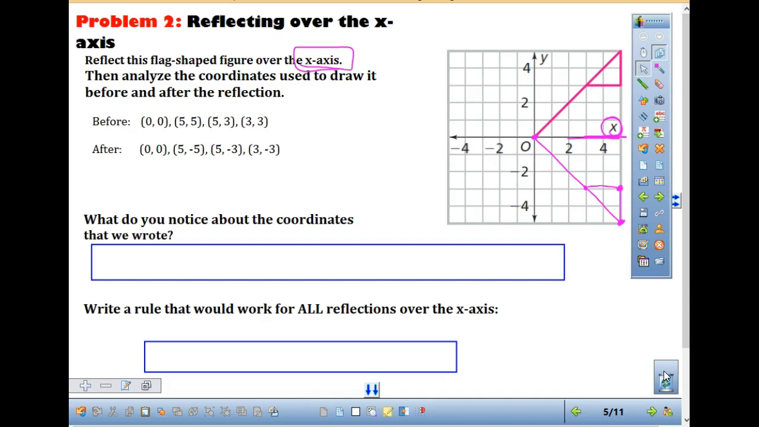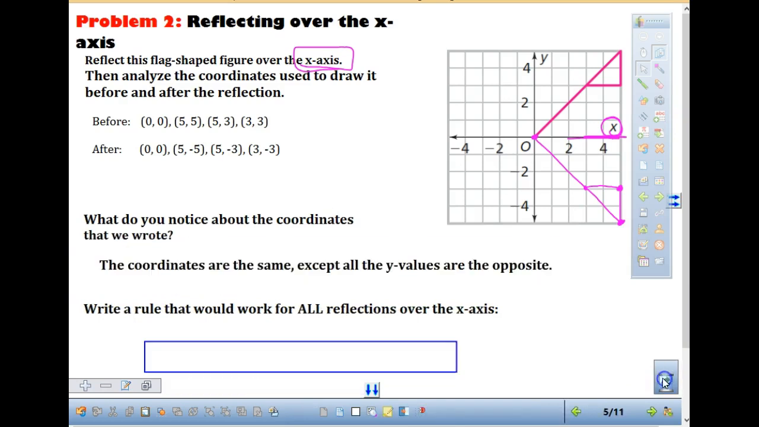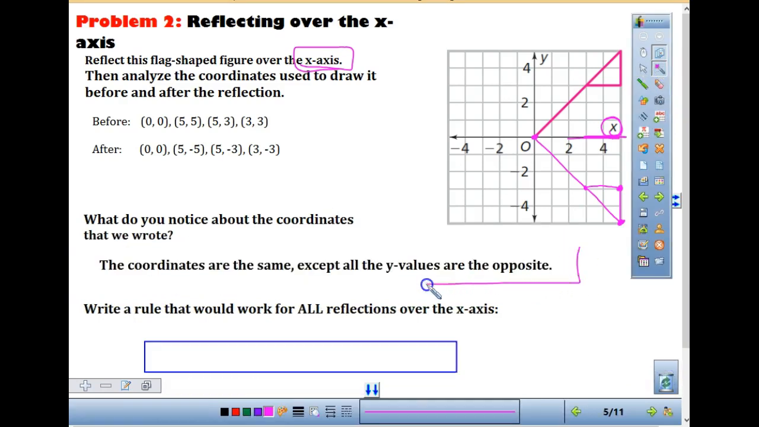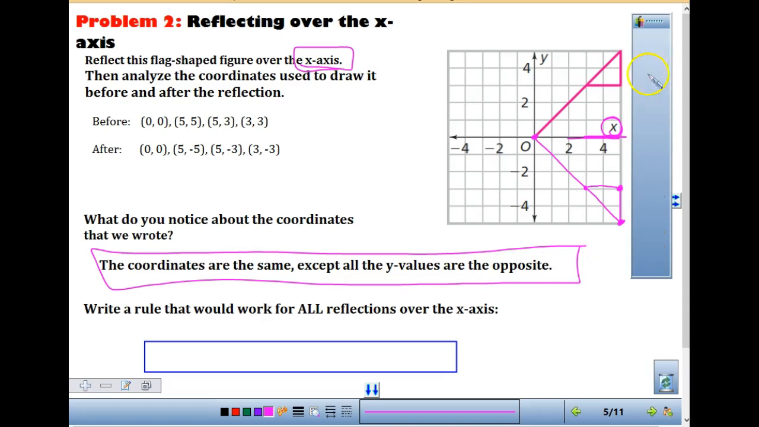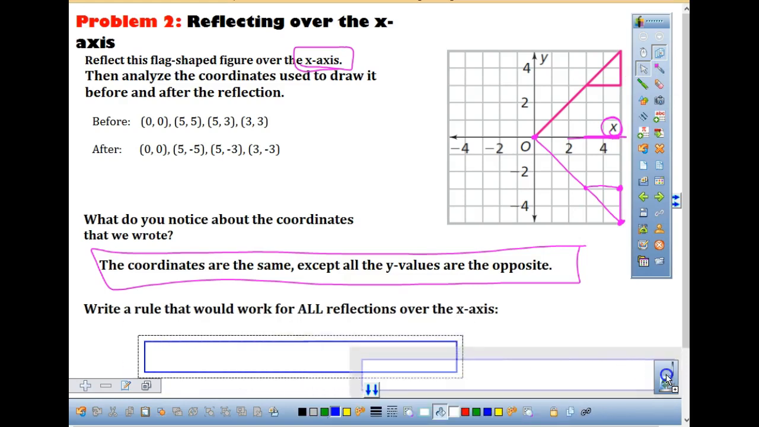Sometimes I will definitely ask you to give me the points. Other times, I'm just going to ask you to do the drawing. As we get going through this unit, sometimes they get to be really long with what we're doing. So what do we notice in this one? We notice that the y becomes the opposite, right? The coordinates are the same. The y values are opposite. So all the x's didn't change. The y's became the opposite. And our rule is written this way.